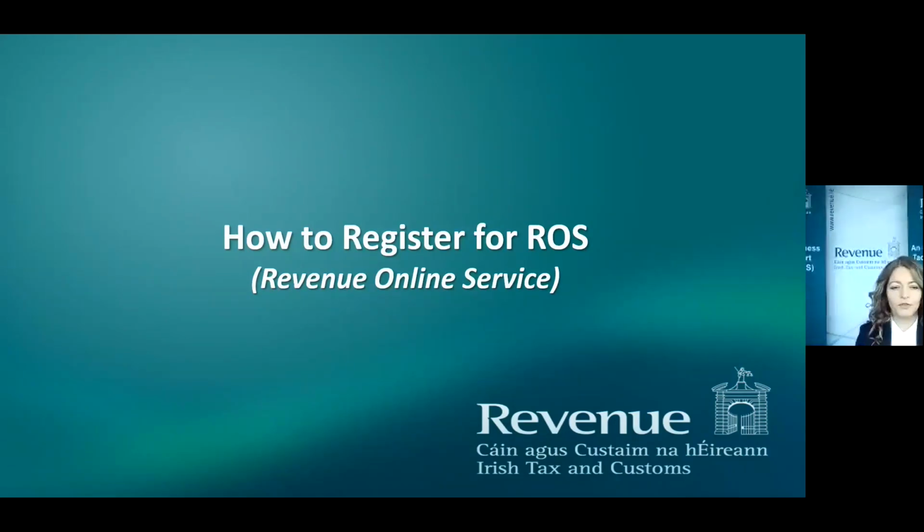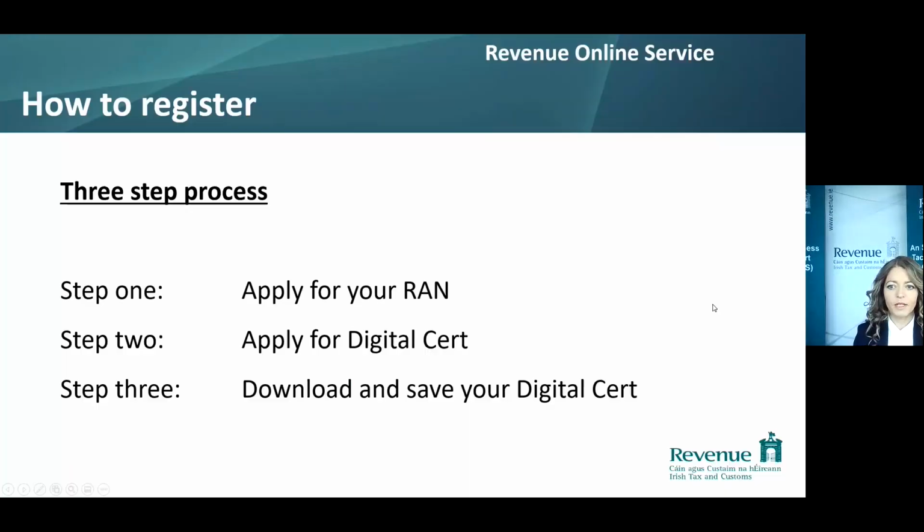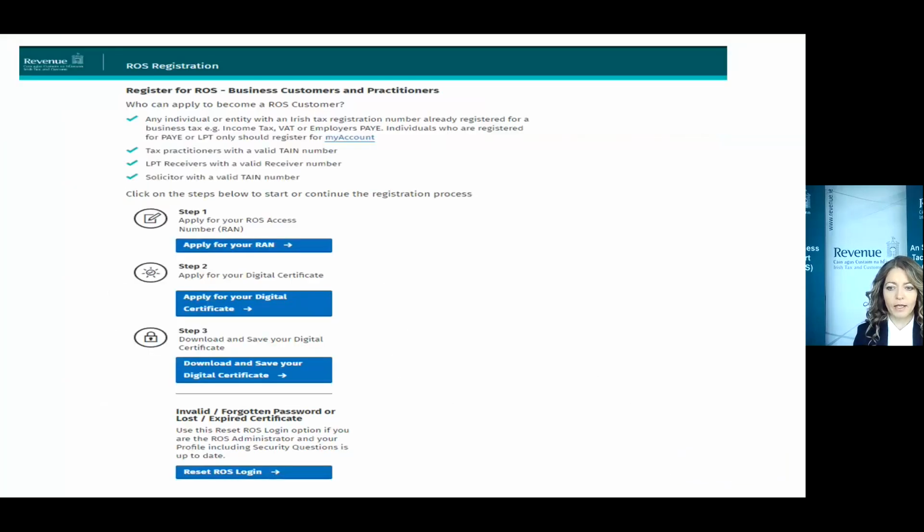How to register for ROS, Revenue Online Service. To commence the ROS registration process, go to revenue.ie, select ROS, click on Register for ROS, where you will see the 3 registration steps. Step 1 is to apply for your ROS access number, RAN.